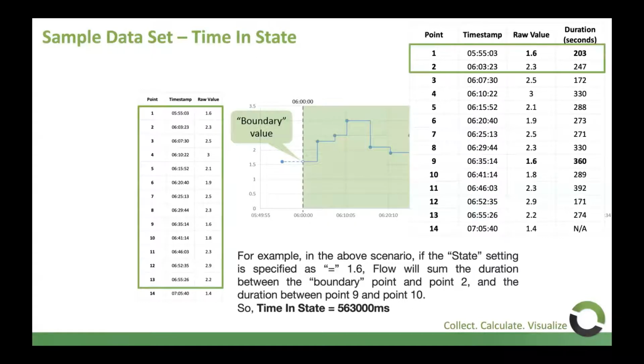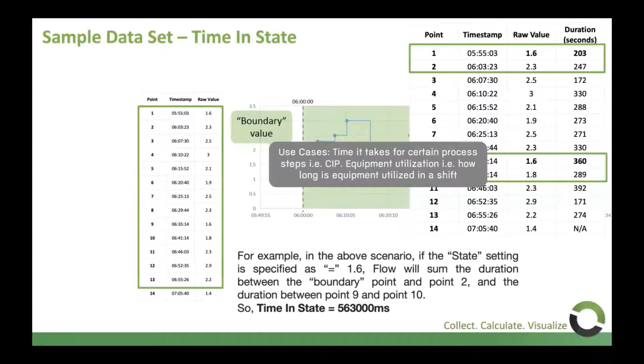And as I said, we definitely use the boundary value in that condition as well. All right. Very useful when we look at time that certain process steps take. So if you want to know how long my CIP processes were for the day, I can use the time and state equation for that. And also very powerful if I want to look at utilization of my pieces of equipment. How long did my piece of equipment run for this hour or this shift or this day? So it's very powerful to determine utilization and process step duration inside of my environment.